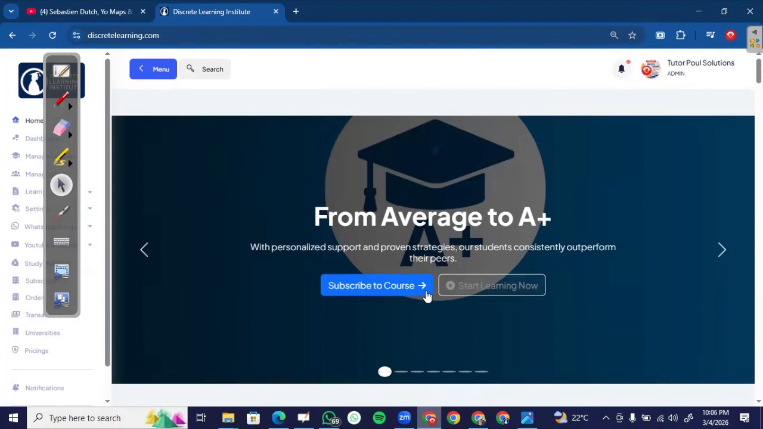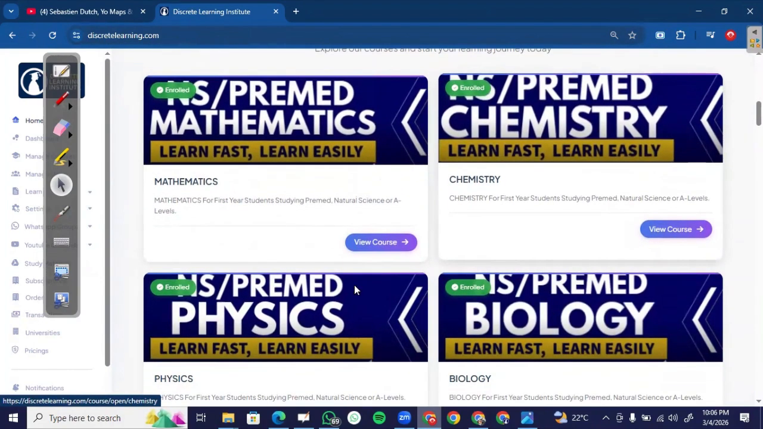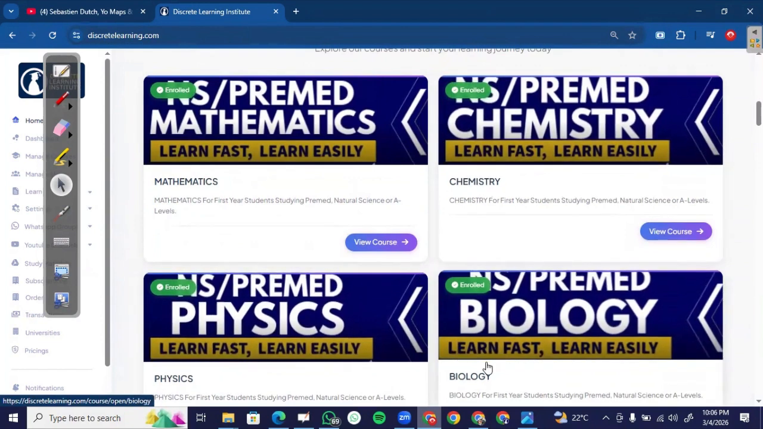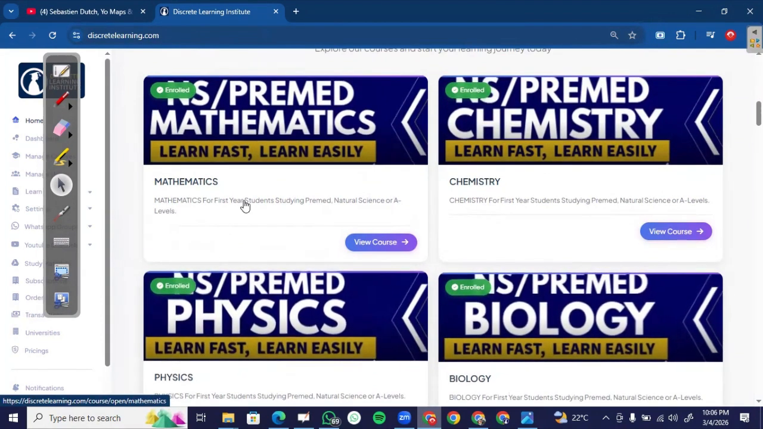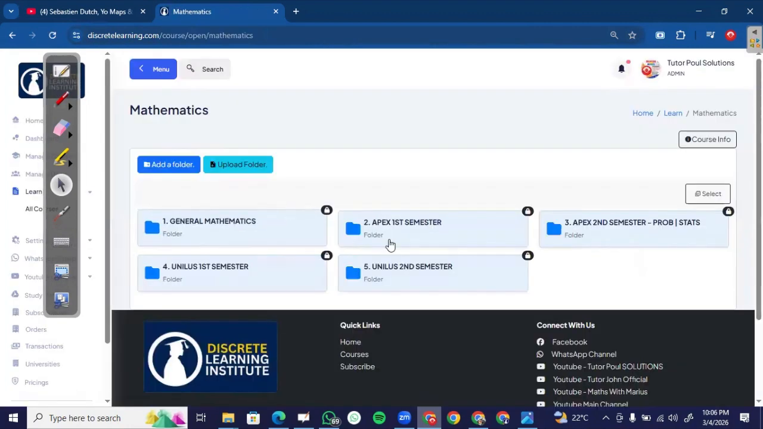After you log in, these are the things that you're going to see. You can see mathematics, chemistry, physics, biology, everything that you need to help you. So for example, I'll just use the math course. If you open it, you go to your particular university. If you're from Unilas first semester, you go here. Unilas second semester, you go there. But if you're from any other university, you go in general mathematics. If you're from Apex, you use those. So I'll just use the semester 1s here.